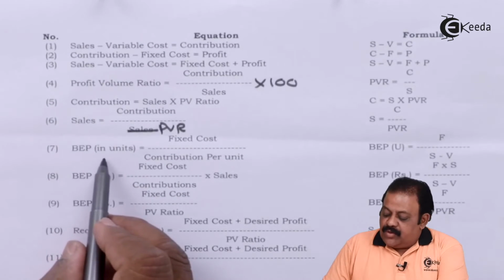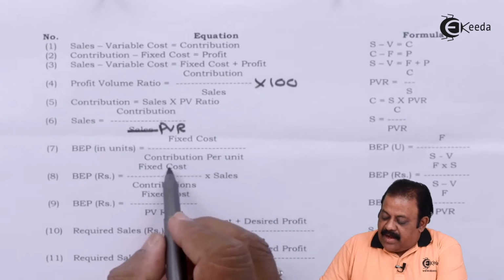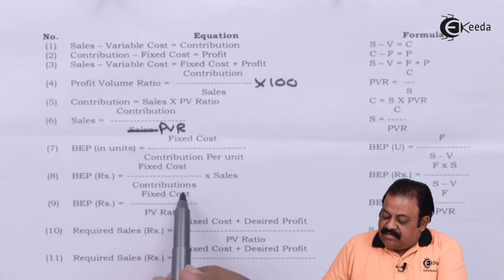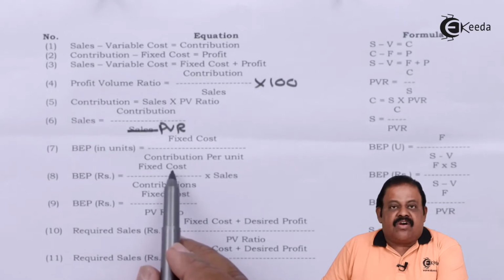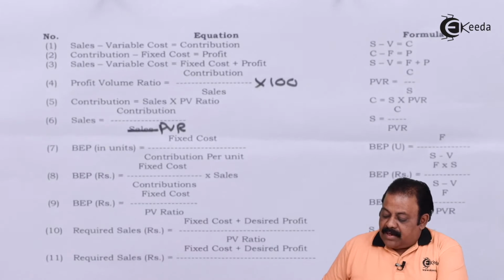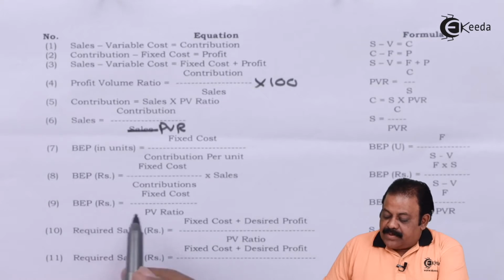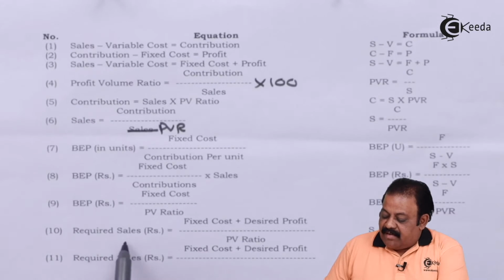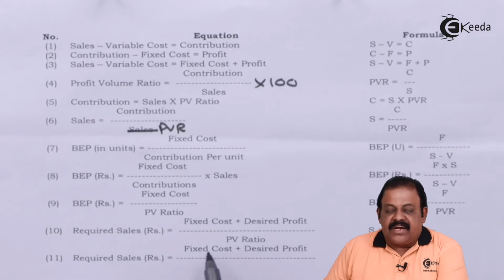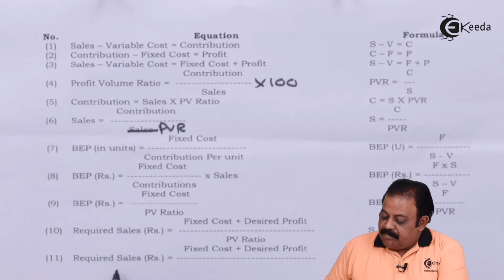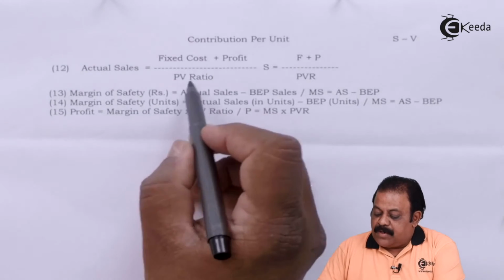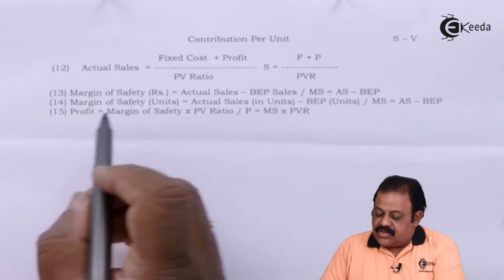Break even point in units is fixed cost divided by contribution per unit. Break even point in rupees is fixed cost divided by PV ratio, or fixed cost divided by contribution multiplied by sales. To get required sales, fixed cost plus desired profit divided by PV ratio. Required sales in rupees, actual sales, we can find out: fixed cost plus profit divided by PV ratio.